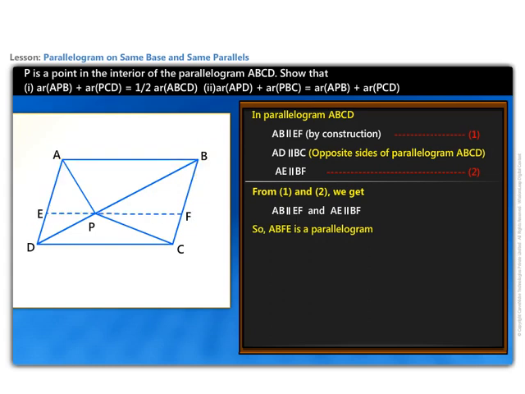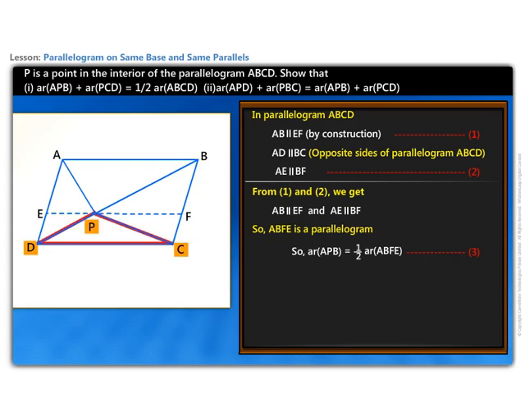If a triangle and a parallelogram are on the same base and between the same parallels, then the area of the triangle is equal to half the area of the parallelogram. Triangle APB and parallelogram ABFE are lying on the same base and between the same parallels AB and EF. So, area of triangle APB is equal to half the area of parallelogram ABFE. Consider this as equation 3.